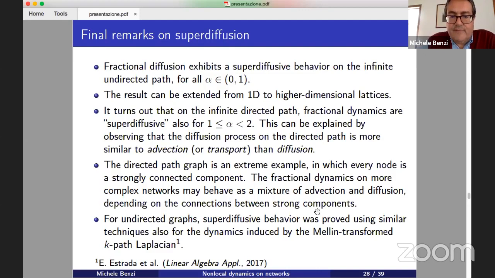If you look at the third bullet here, our explanation of this phenomenon was that the Laplacian of this simple directed path graph is not really a second order diffusion operator, but an advection operator. It is really a transport operator. This is a bit of an extreme example in which every node is a strongly connected component by definition. In real networks, we would have a mixture, perhaps, of advection and diffusion.